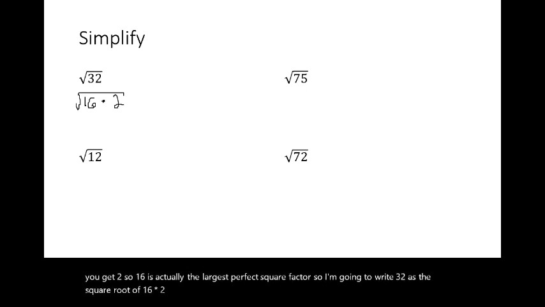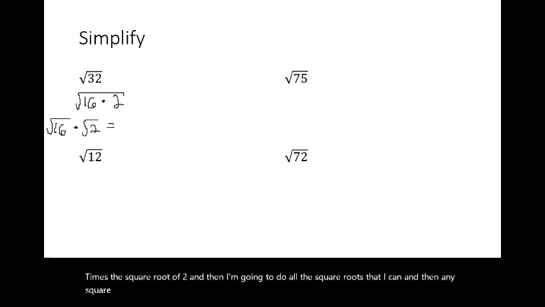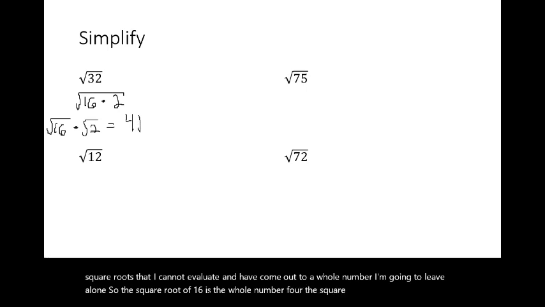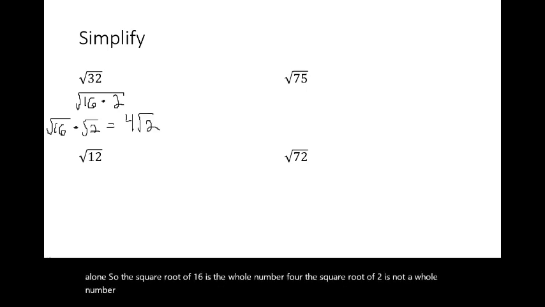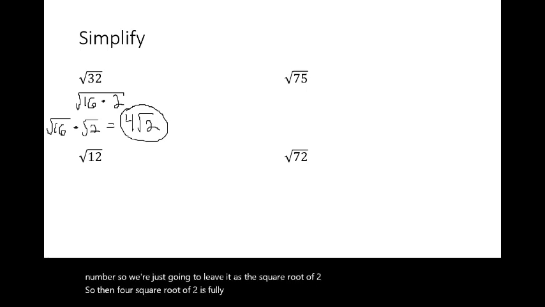Then I'm going to break this up into the product of two separate square roots. So I'll write this as the square root of 16 times the square root of 2. And then I'm going to do all the square roots that I can, and any square roots that I cannot evaluate and have come out to a whole number, I'm going to leave alone. So the square root of 16 is the whole number 4. The square root of 2 is not a whole number, so we're just going to leave it as the square root of 2. So then 4 square root of 2 is fully simplified, and this is your final answer.